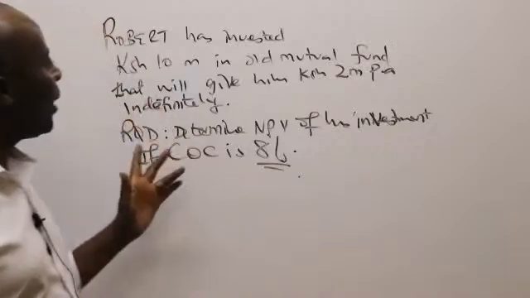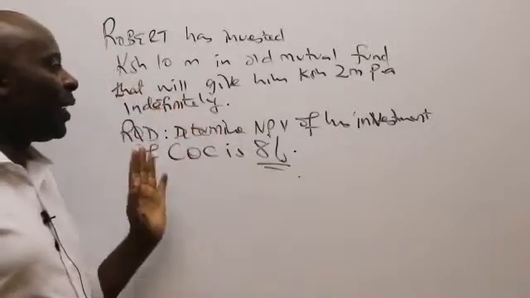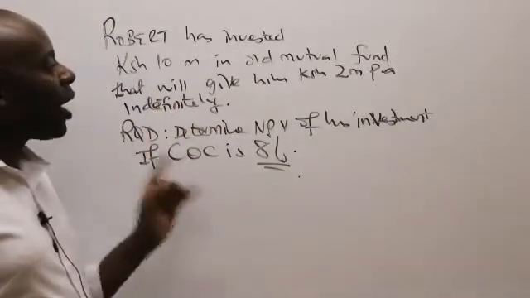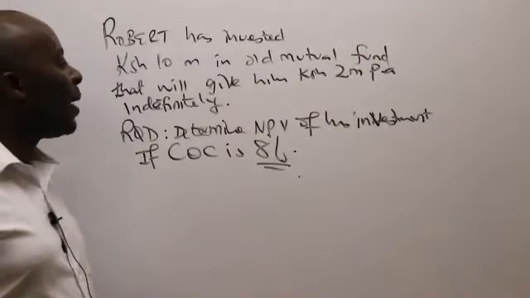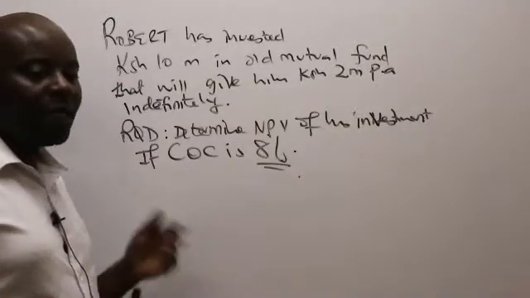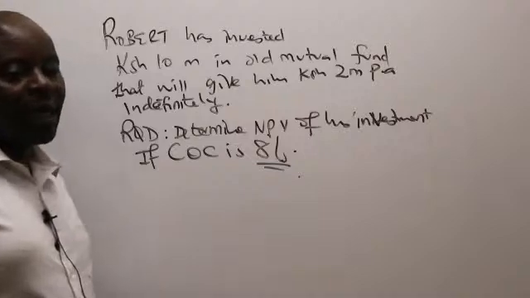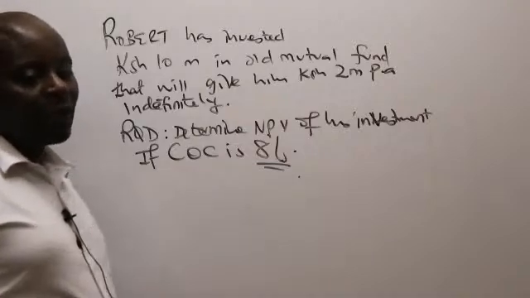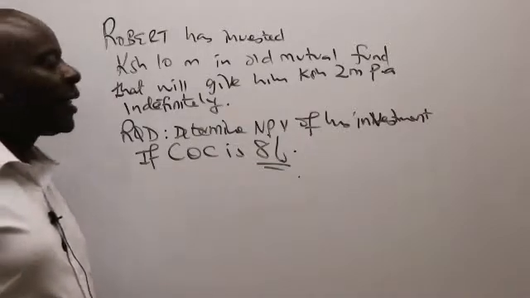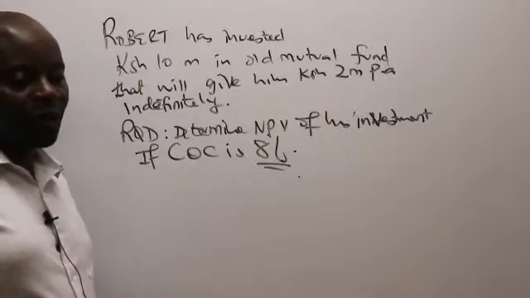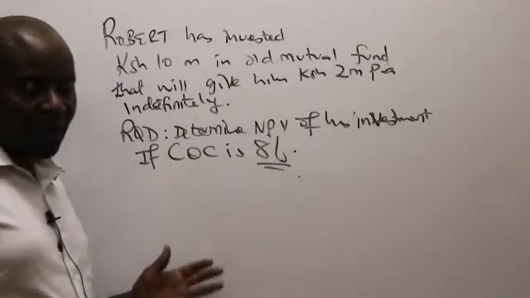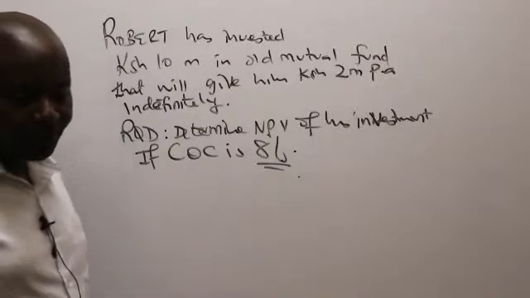He decided to put this money in an Old Mutual fund. And he was told that every year he will be paid 2 million per annum indefinitely. That is, there is no end in sight. So determine the NPV of his investment if the cost of capital is 8%. Could you kindly help me do this?